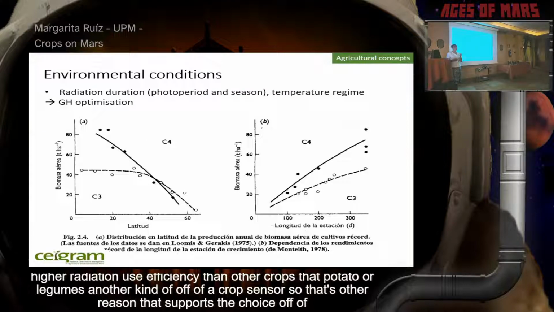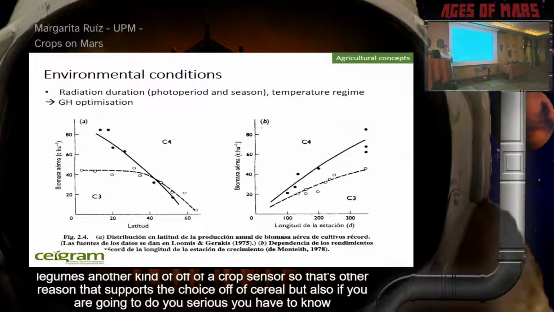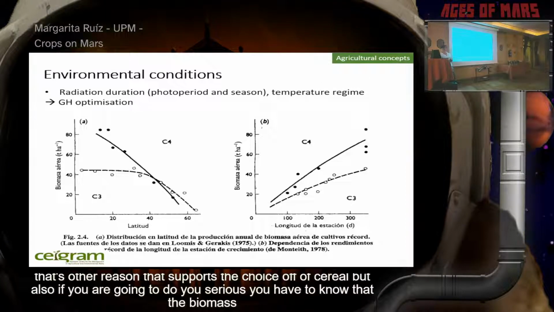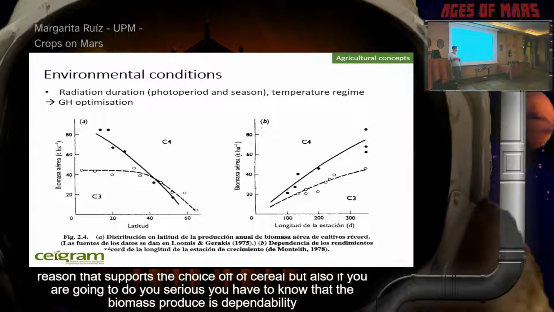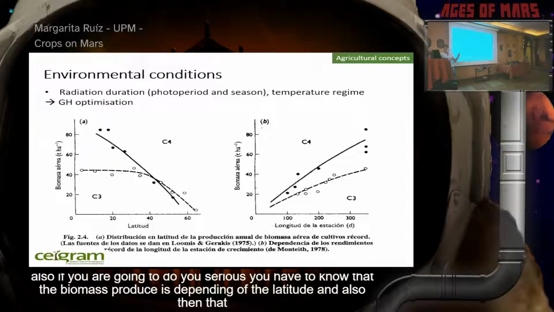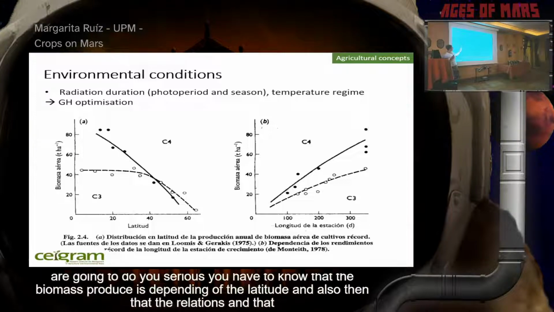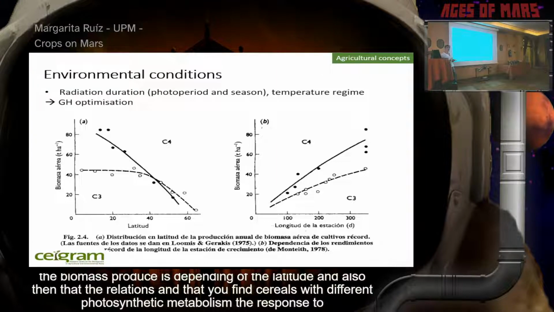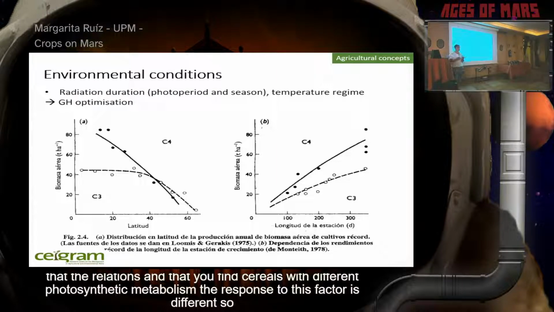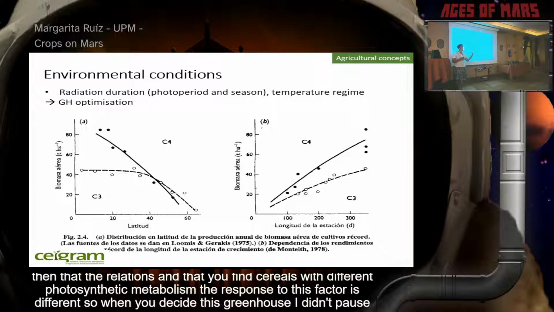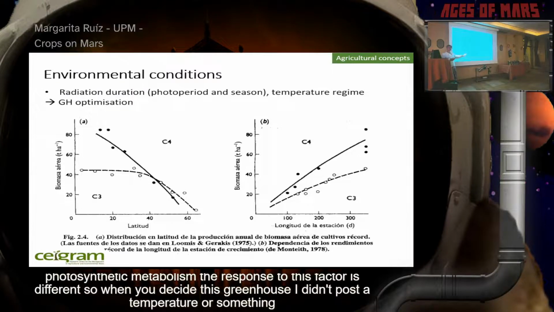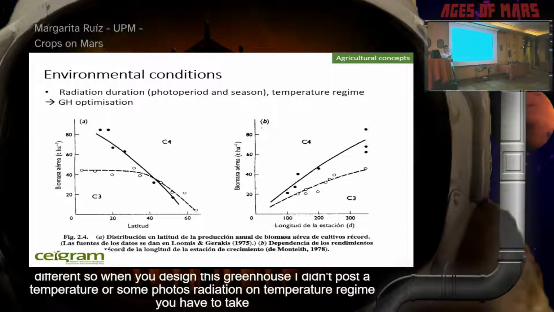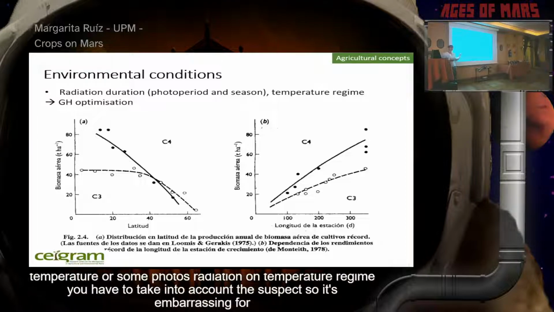But also, if you are going to use cereals, you have to know that the biomass produced depends on the latitude and also the crop duration, and that for different cereals with different photosynthetic metabolism, the response to these factors is different. So when you design a greenhouse and you impose some temperature or some photoperiod, radiation and temperature regime, you have to take into account these aspects. And there is more information available about this for cereals than for other crops.